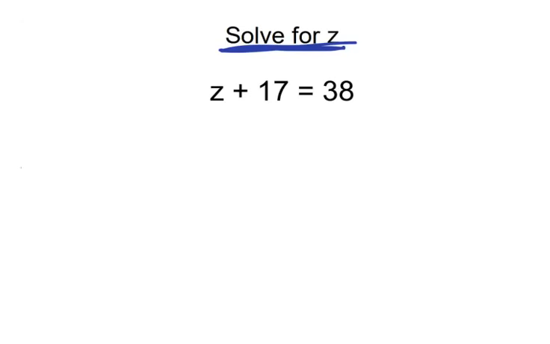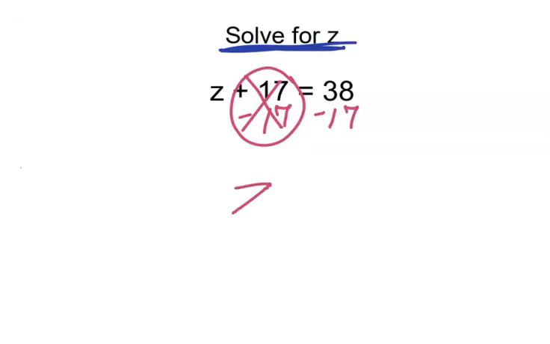All right, so let's go ahead and do that. We're going to subtract 17 from both sides. All right, so on this side we have a positive 17 and a negative 17. Those cancel out, become 0, right? So the only thing we have left on this side is a z. On the other side we have 38 minus 17, and that equals 21.